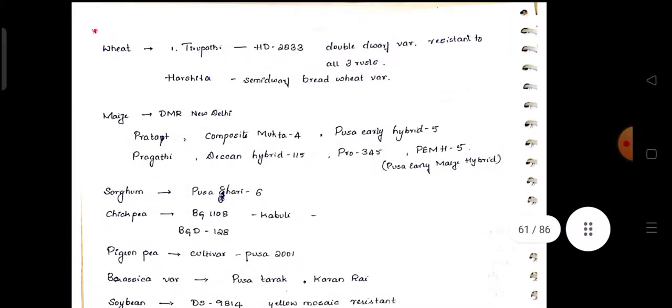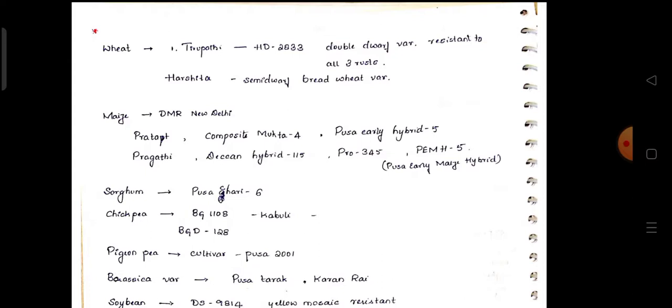Next, we shall see some of the important hybrids or some specific varieties. In wheat, Trupti is HD2833. This is a double dwarf variety resistant to all three kinds of rusts. Harshita is a semi-dwarf bread wheat variety. In maize, DMR New Delhi or IIMR Ludhiana, now it is shifted. Pratap Composite, Mukta 4, Pusa Early Hybrid 5, Pragati, Deccan Hybrid 115, Pro 345, PEMH 5.